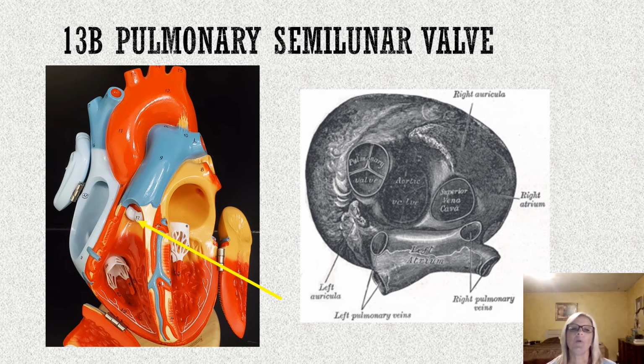All right, so pulmonary semilunar valve. This is also sometimes called the pulmonic valve, okay? So this is a semilunar valve. And it says lunar because they're saying moon-shaped. They think it's moon-shaped. I don't really see a moon shape, but they call it moon-shaped. So blood leaves the heart and goes to the lungs through this valve.